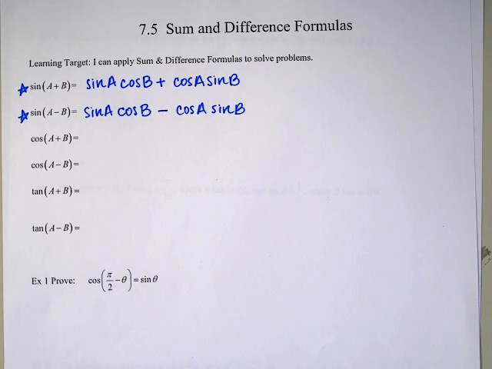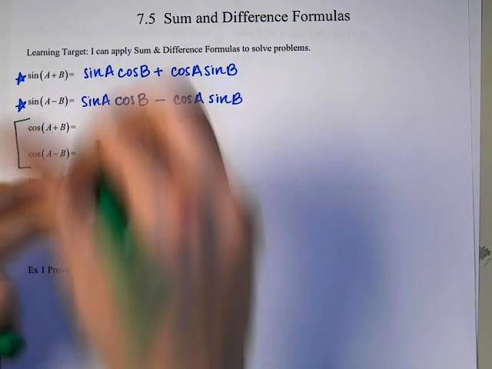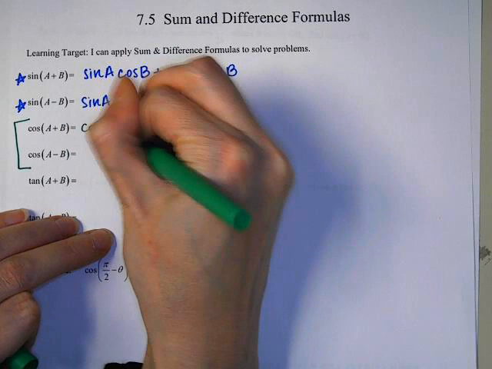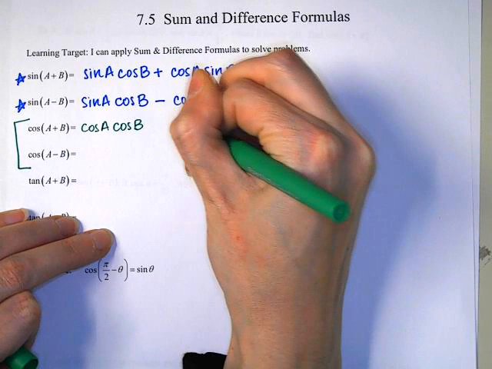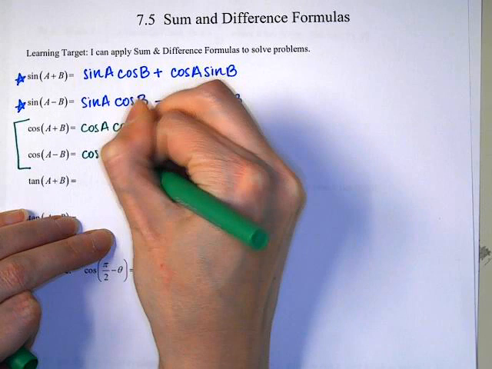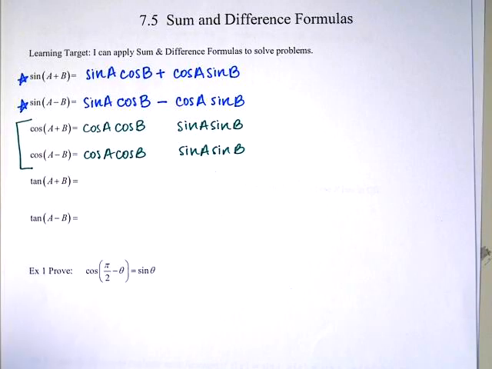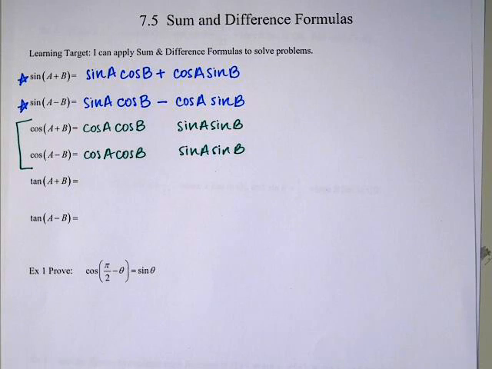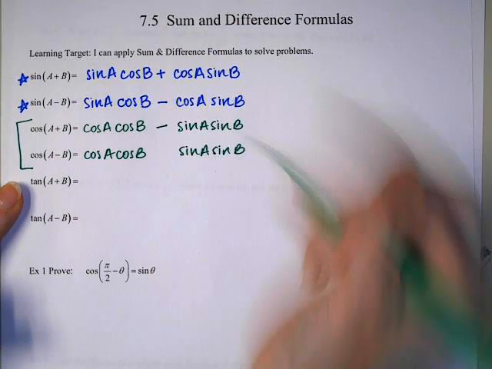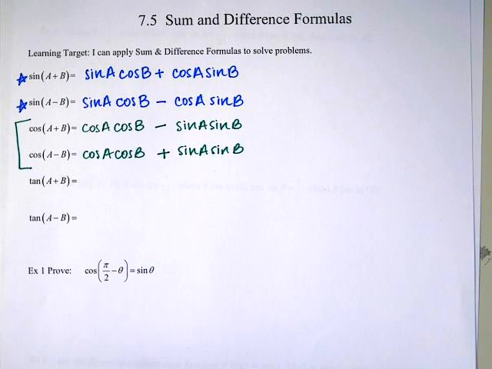Now for the cosines, it's cosine, cosine, sine, sine. And it's always AB, AB. Now for cosine, actually the sign is opposite. If it's plus, it's minus, and if it's minus, it's plus. All right, so that's those.